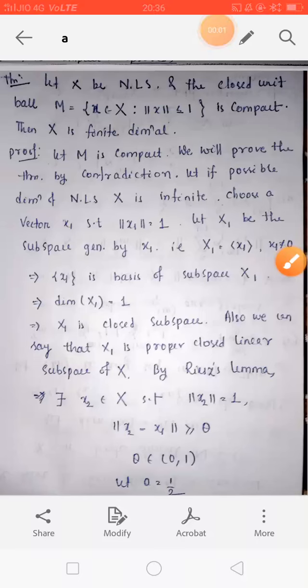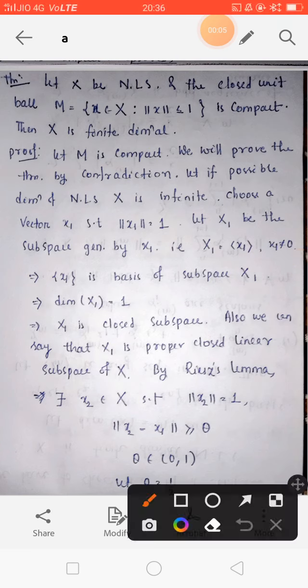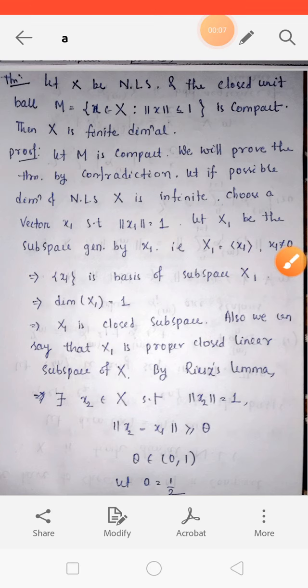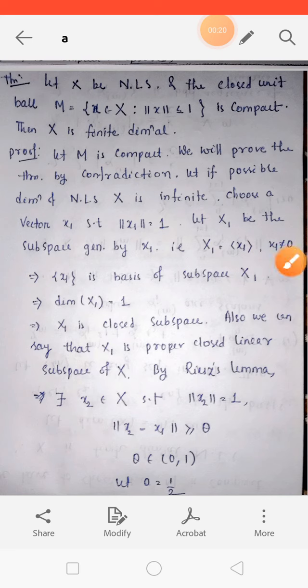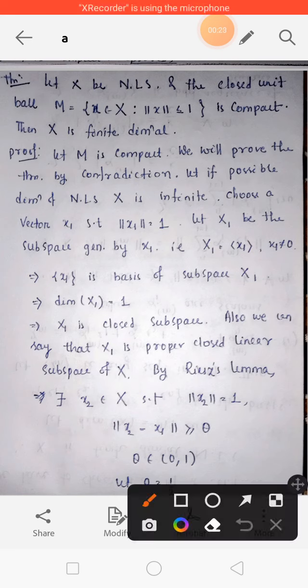So the theorem is given, the statement: let X be a normed linear space and the closed unit ball M equals {x belongs to X such that norm of x is less than or equal to 1} is compact. Then X is finite dimensional. So we will prove: let M be compact.